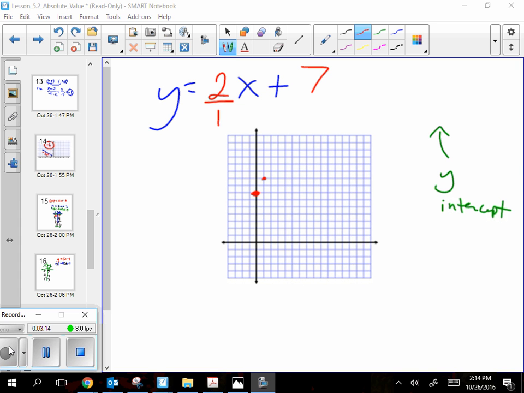All right. This is called slope-intercept form because it's got a slope and it's got an intercept. So it's called slope-intercept. Stay focused, please.